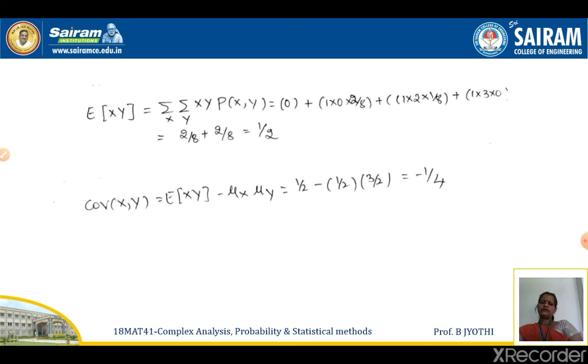Next comes E of xy or mu xy, that is double summation of xy times p of xy, that gives us 0 plus 1 into 0 into 2 by 8 plus 1 into 2 into 1 by 8 plus etc. That gives us half. Next, the covariance of x and y is E of xy minus mu x mu y, and we have already calculated these values. Half minus half into 3 by 2, that is minus 1 by 4.